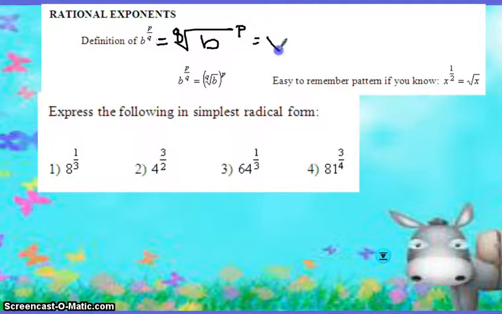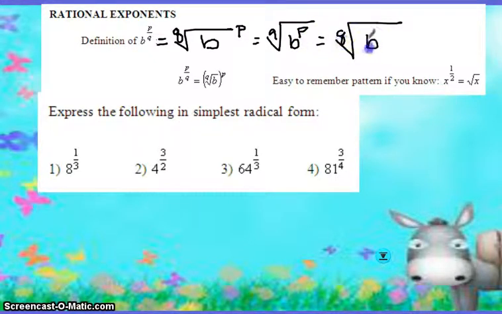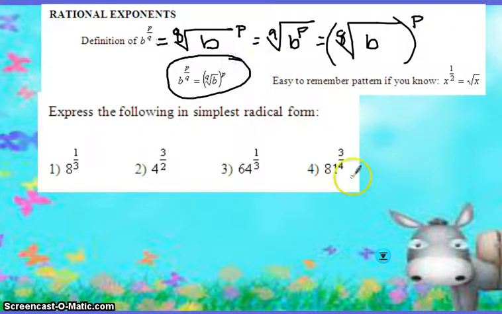Now, it can be written with the p on the inside, like so, or it can be written as p on the outside, like you see down here. It absolutely does not matter. The big thing to remember to try to get this straight is that x to the 1/2 power is the square root of x, because your index is 2 and your power is 1. But that's normally what I write on the top of my paper to help remind me where all the numbers go. So the directions here say express the following in simplest radical form.